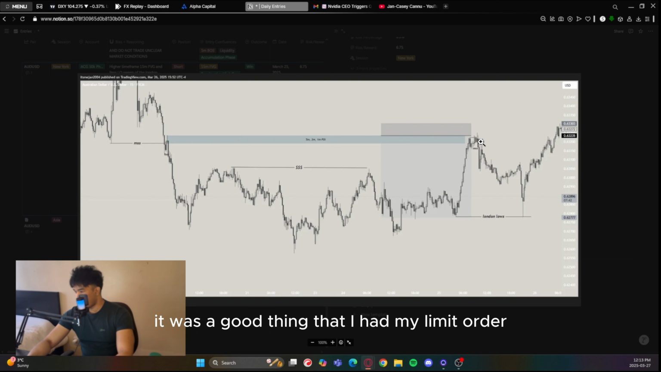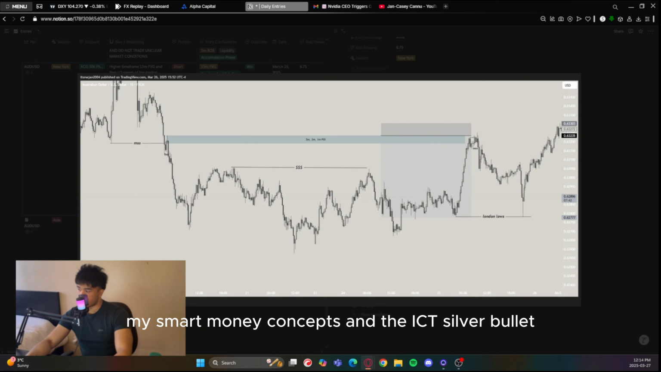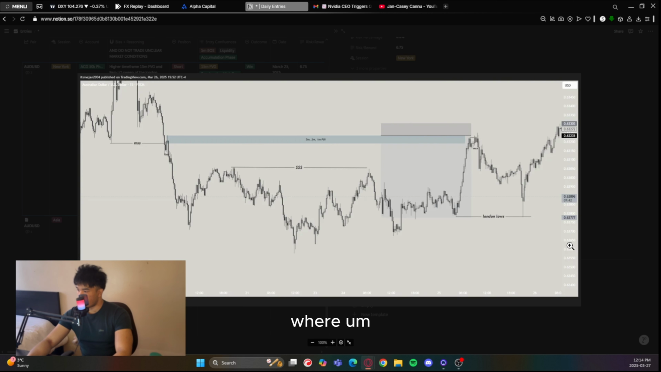It was a good thing that I had my limit order, so I was immediately tapped in, which was pretty good. And I targeted the lows of London. So this trade was essentially a mix of my smart money concepts and the ICT silver bullet, where price sweeps up the London highs before going down towards the lows.